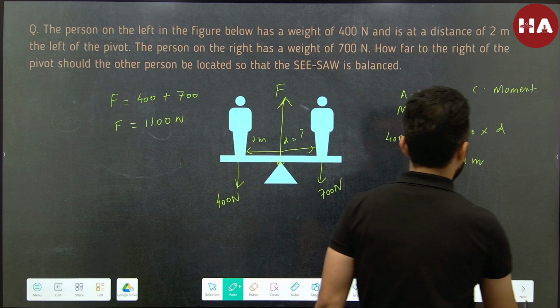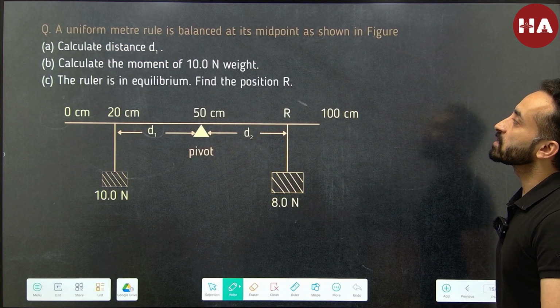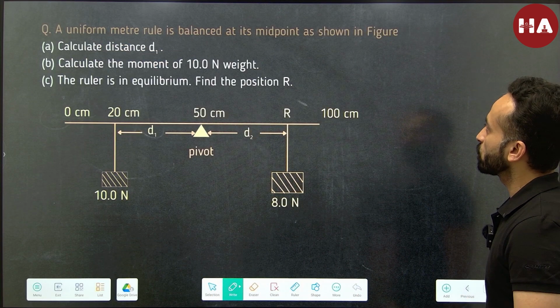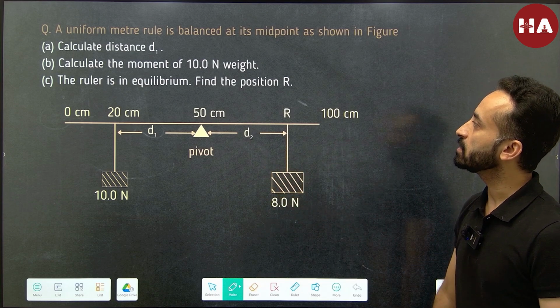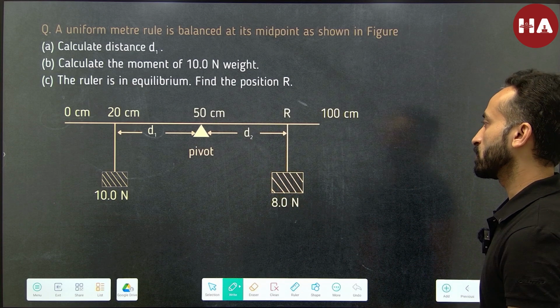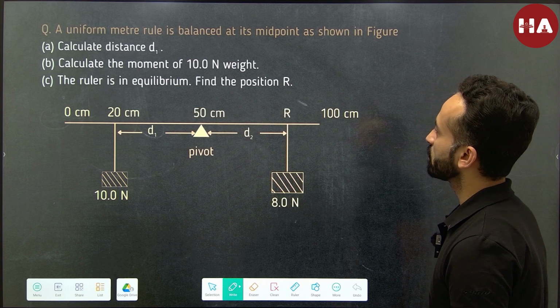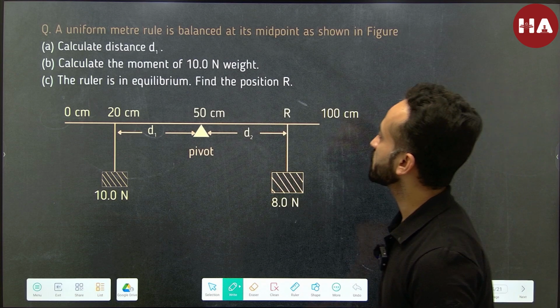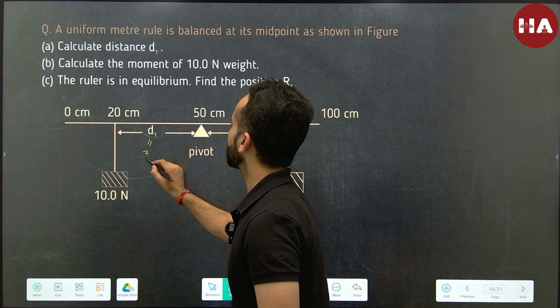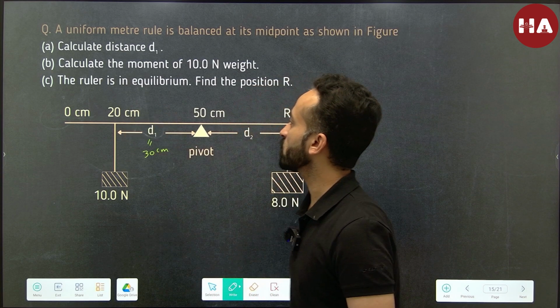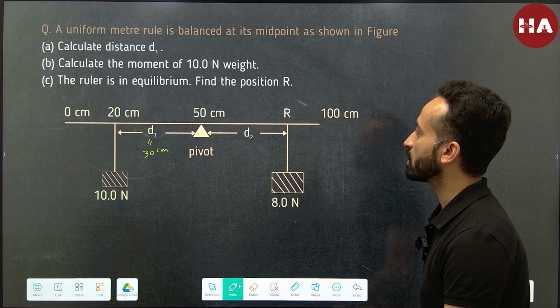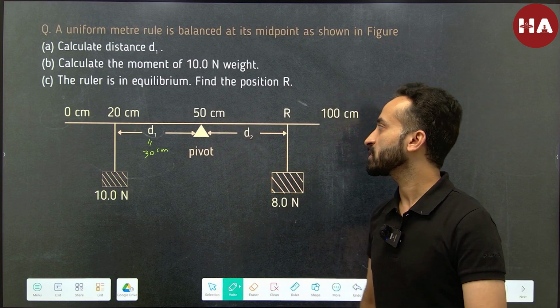Alright. Next, a uniform meter rule is balanced at its midpoint. So this is a meter rule, 100 centimeter. Calculate the distance d1. So this is balanced. We have to calculate the distance d1. So this distance d1 is obviously 30 centimeter. Why? Because the first weight is at the 20 centimeter mark and the pivot is at the 50 centimeter mark.